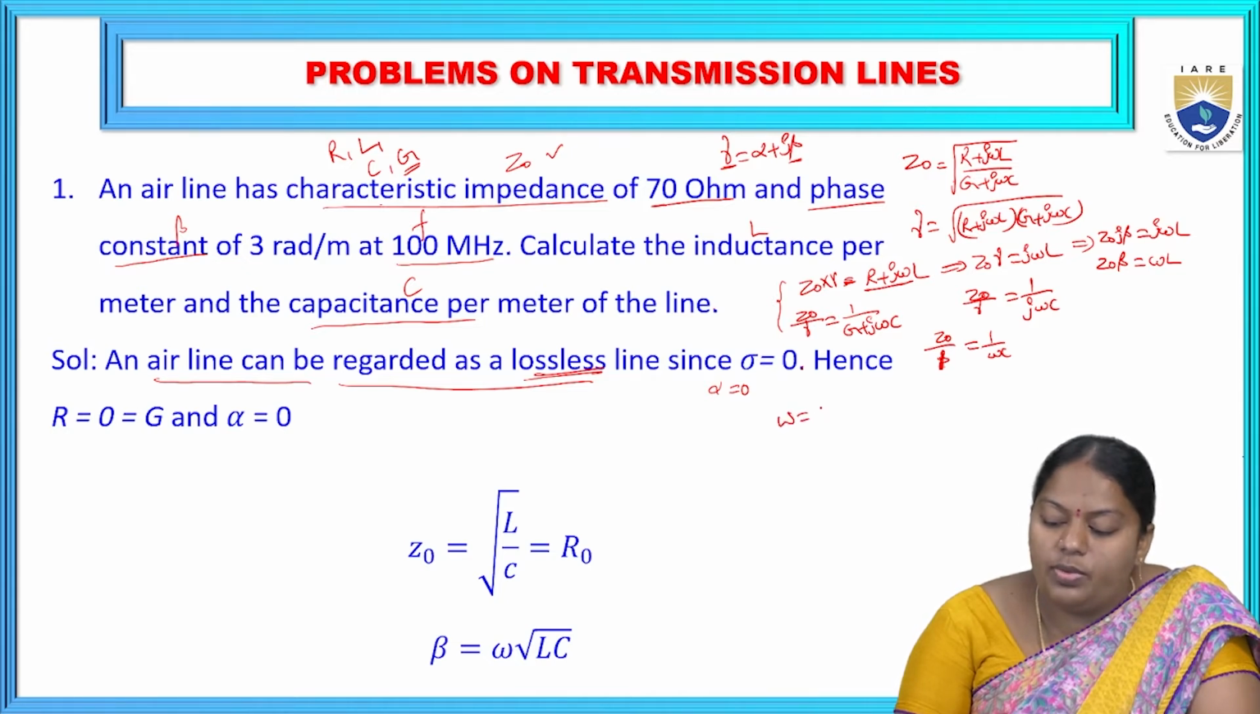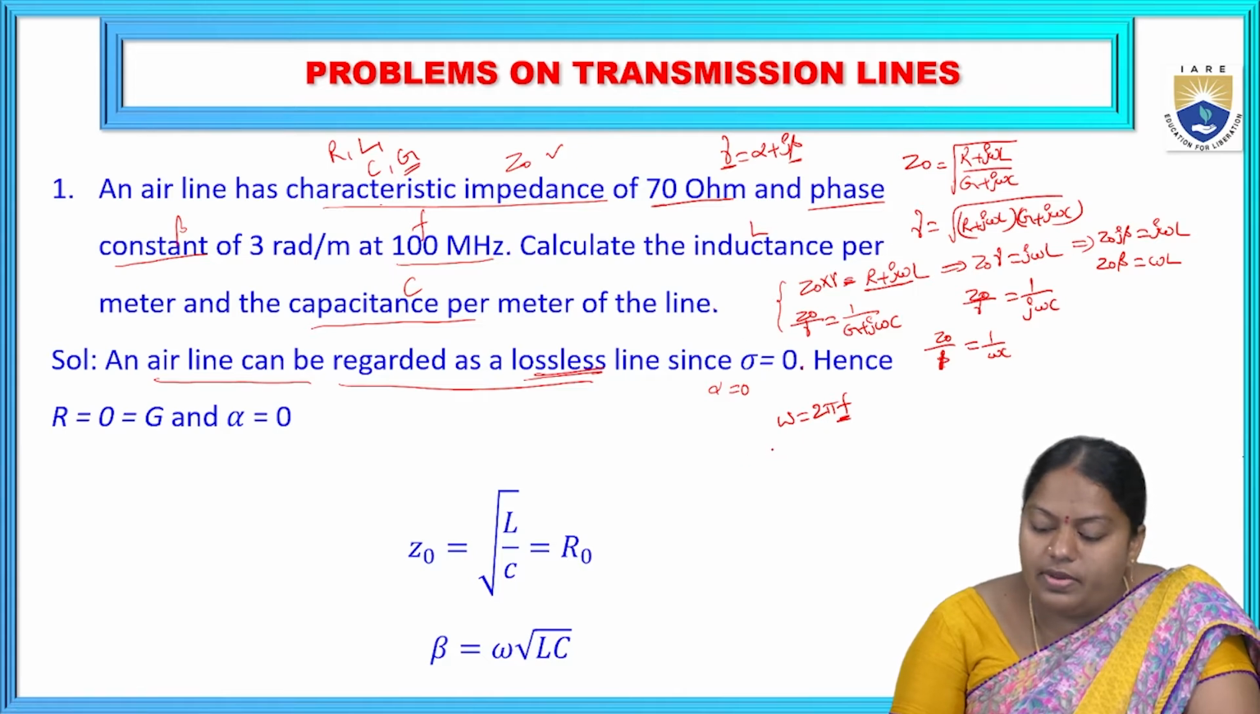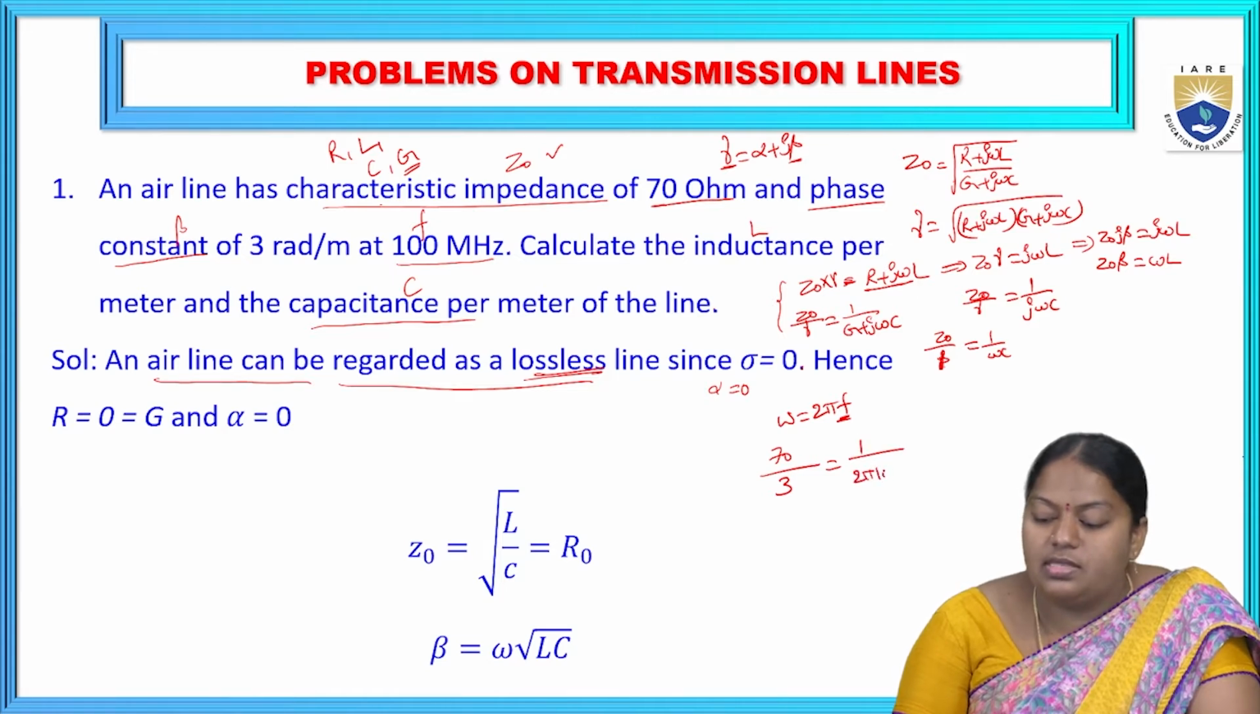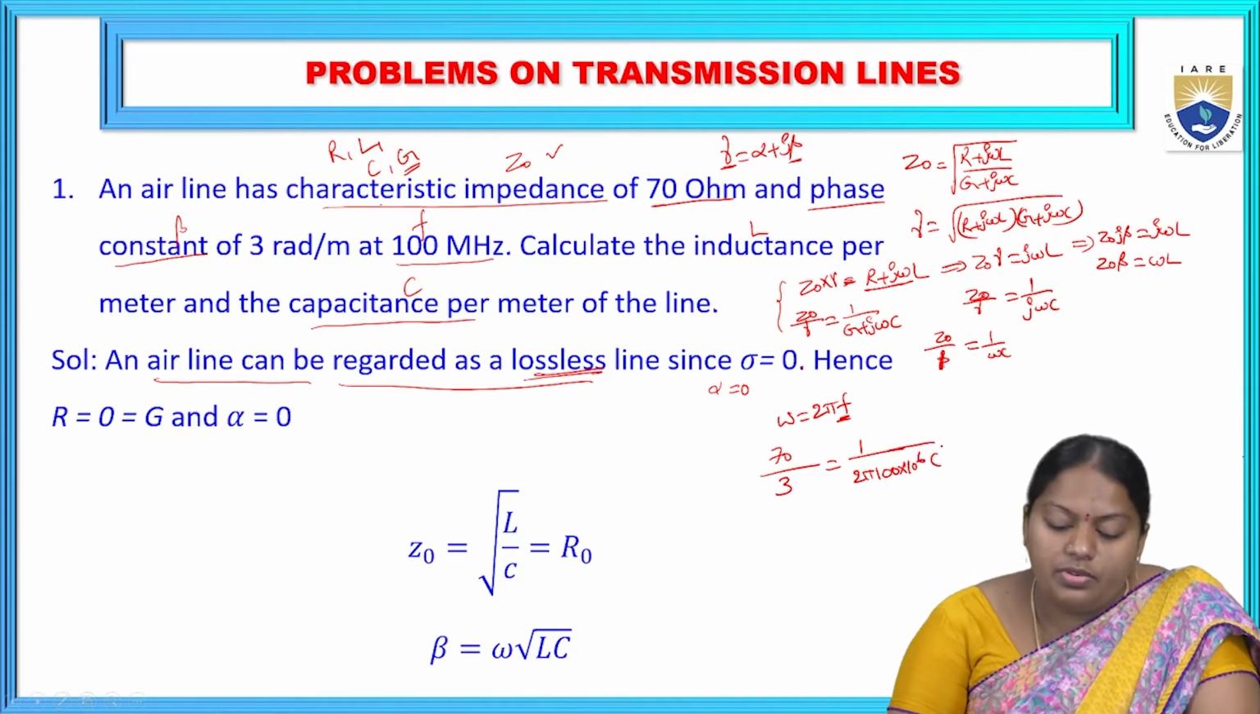We know the formula omega equal to 2 pi f, and f value is given as 100 megahertz. From this, we will be getting the value of C. See here, Z0 value is given as 70, beta value is given as 3 radians, which is equal to 1 by 2 pi f. F is given as 100 megahertz, 100 into 10 power 6 into C to be given. So we have to evaluate here capacitance C per meter.